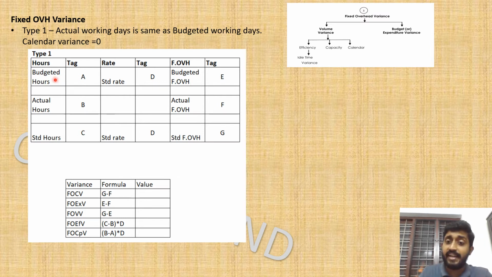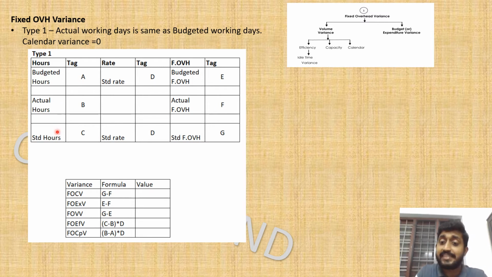So what is budgeted hours? Budgeted hour is the number of hours as per the budget. So as per the budget, the shop will run for how many hours? That is the budgeted hours. Actually, the shop has run, whether it is the machine hour or a man hour, sorry. So how many actual hours has the shop run? That is the actual hour.